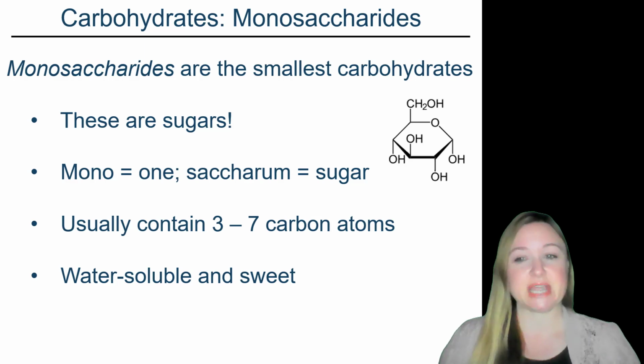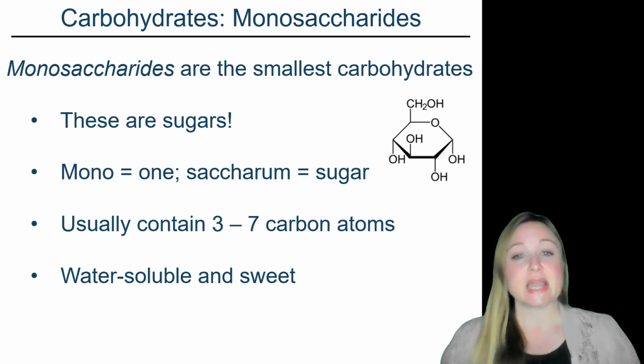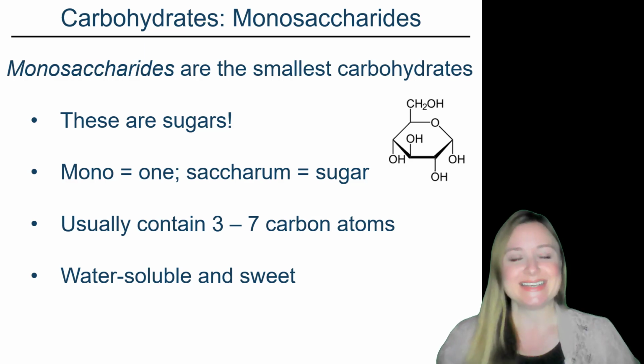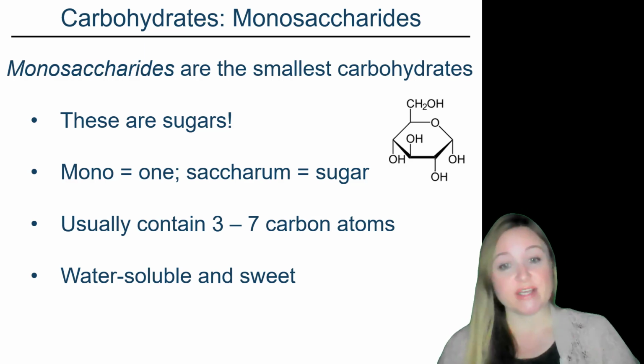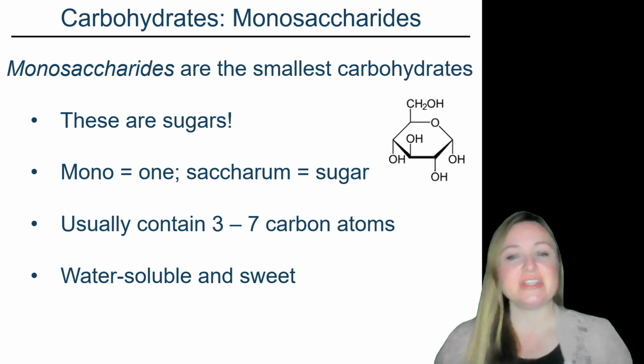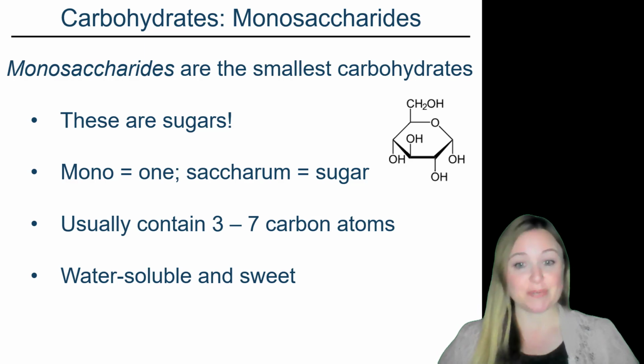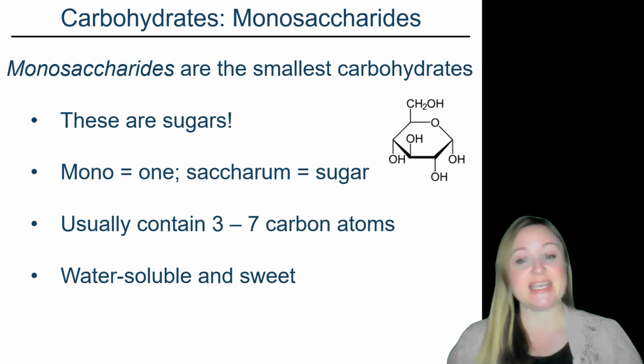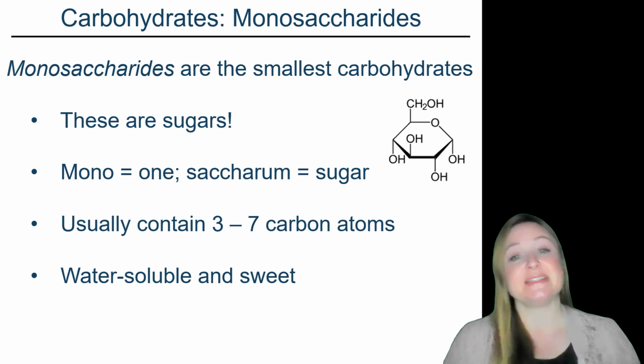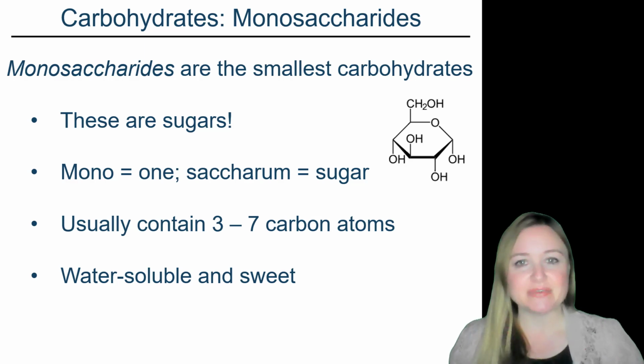Let's hit on the monosaccharides first. The monosaccharides are the smallest carbohydrates, and they are sugars. Remember, saccharide means sweet. So mono means 1, saccharum means sugar. So these are made up of 1 sugar, and they usually contain between 3 and 7 carbon atoms. They are water soluble, and that means they dissolve in water. And you know this, right? If you take some sugar and you stir it into water, it will dissolve into that water.